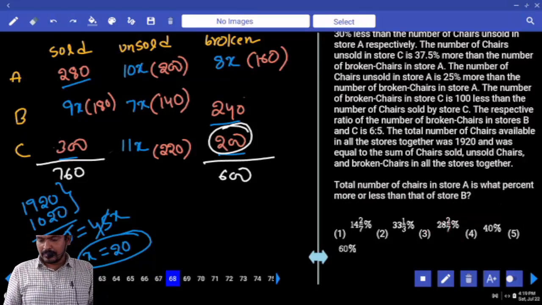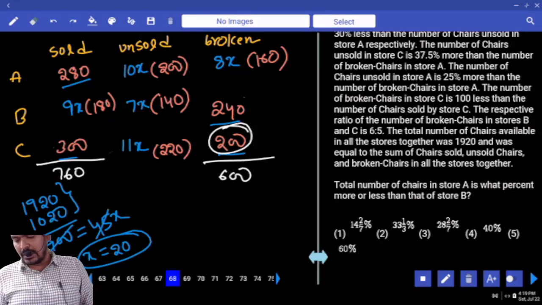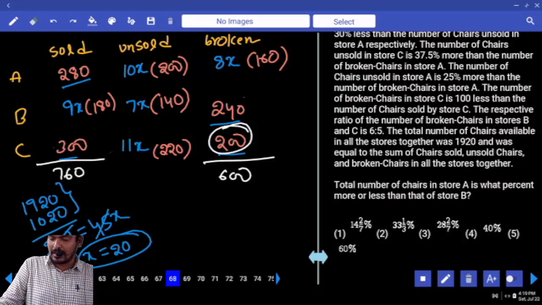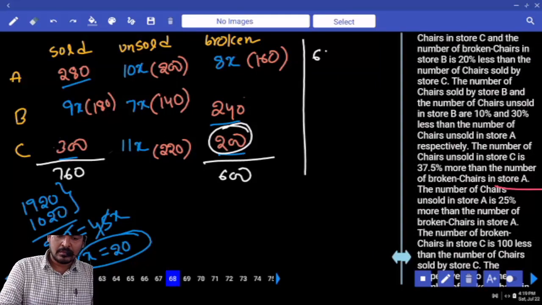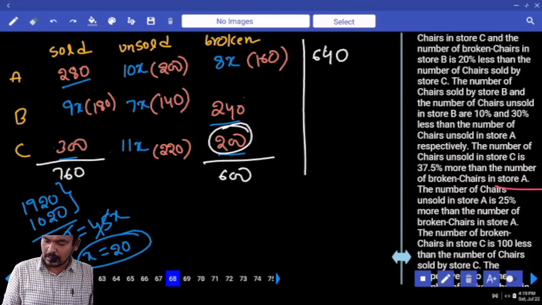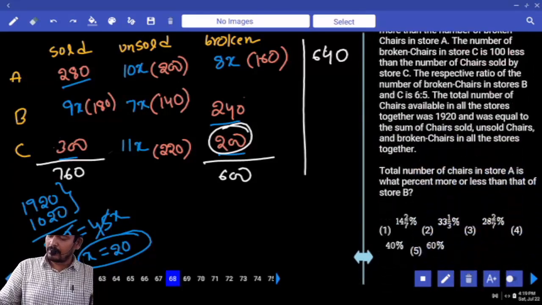Next, 68. The number of chairs in store A is what percent more or less than that of store B? What are the chairs in store A? Total chairs in store A: 200, 160, total it is 640. That 640 is compared to which one? Store B. What is the store B total value?